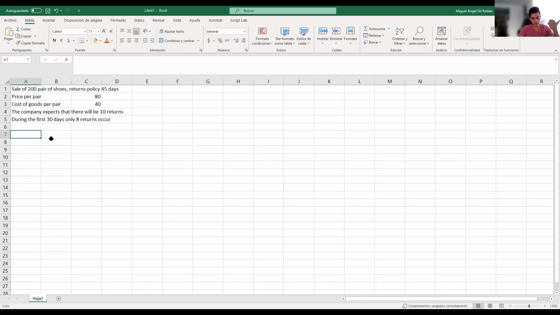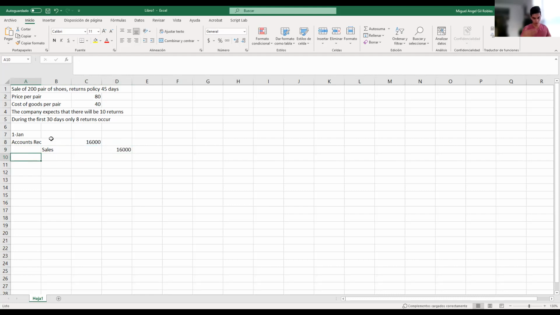So let's start with doing the journal entries. And when we start doing this, I will pay special attention to certain things that are relevant. Let's imagine that this is the 1st of January when we make the sale. The sale is 200 pairs of shoes at $80. So we are going to account for accounts receivable, an asset, and the amount is $80 times 200. That's $16,000. Accounts receivable against sales, right?